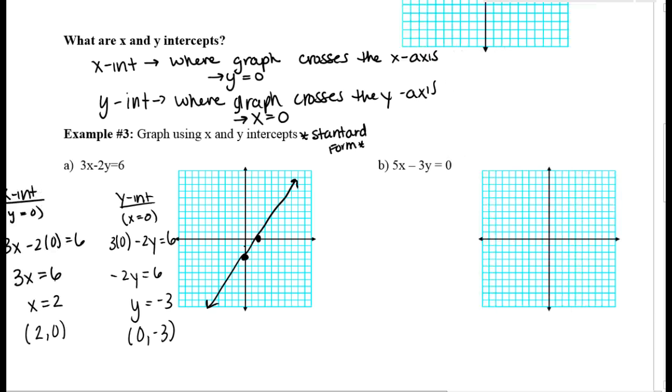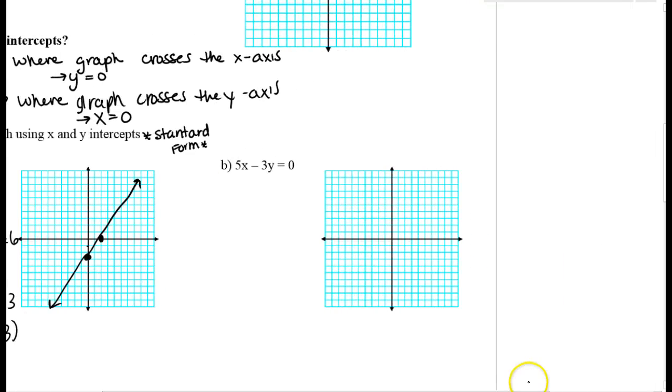So let's try part B. I'm going to do my x-intercept first. So I'm going to substitute in for y equal to 0. So 5x minus 3 times 0 equals 0.